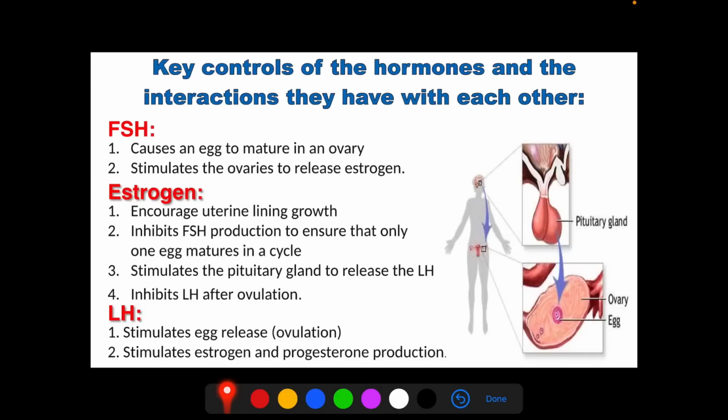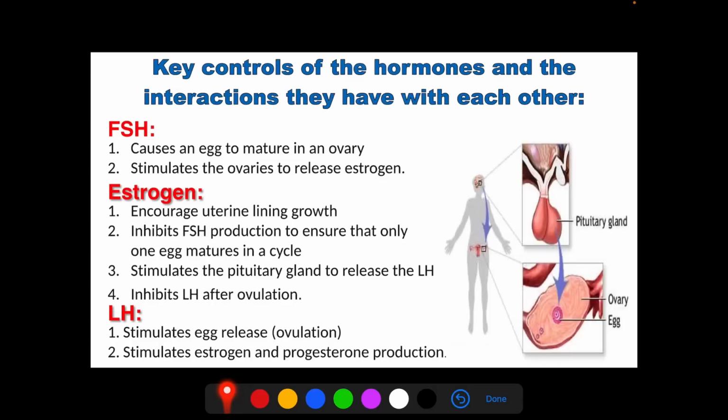So this is the summary of the hormones involved in the regulation of reproduction in females. The FSH causes an egg to mature in an ovary, and it also stimulates the ovaries to release estrogen. And the estrogen itself encourages uterine lining growth, the estradiol to be specific. It also inhibits FSH production to ensure that only one egg matures in a cycle. That's why at the end of the follicular phase, there is a decline in the FSH level.